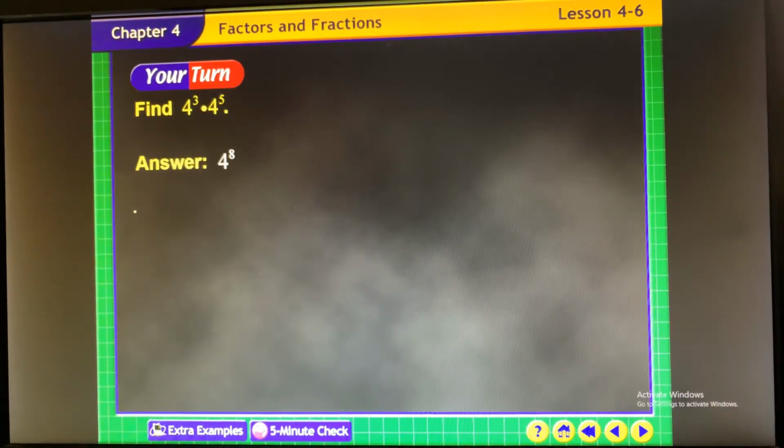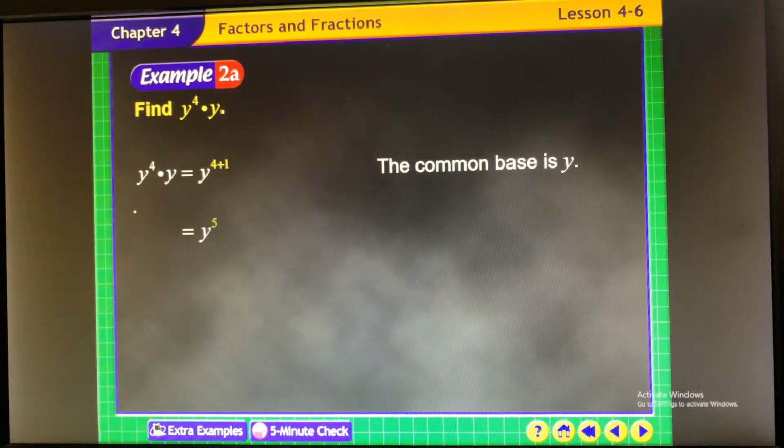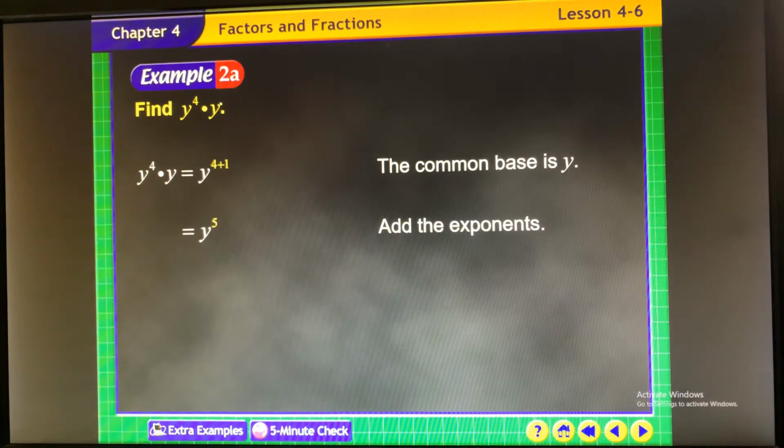Same base, add exponents. Don't forget when there's nothing there, there's actually a 1.